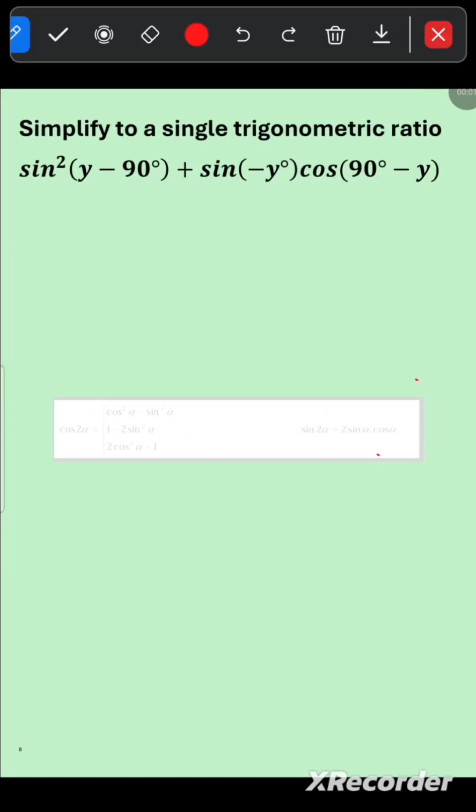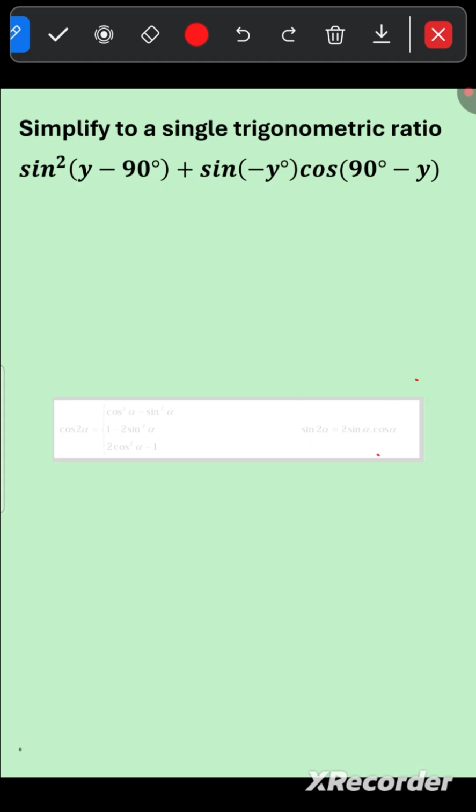To look at this question here. So they say, to simplify this to a single trigonometric ratio means only one trig ratio must appear in the final answer. Only one type of trigonometric ratio, right?